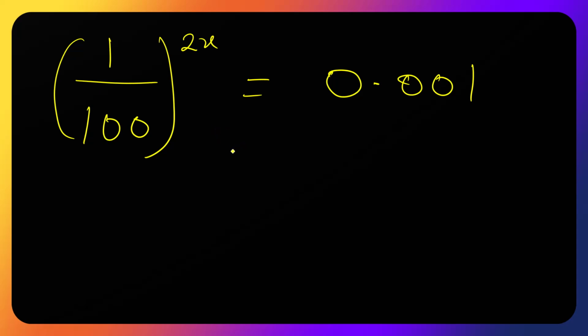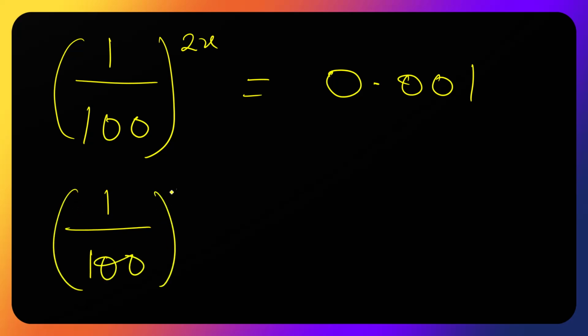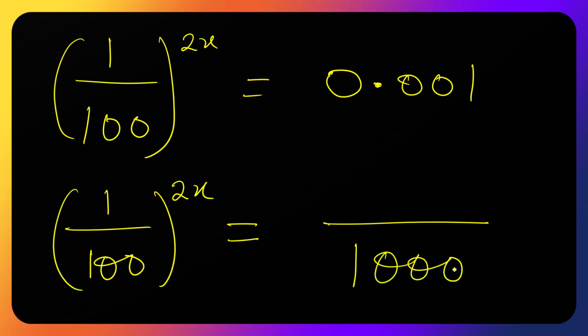All right. So we want to maintain the left hand side and then deal with the right hand side. So we have 1 on 100 raised to 2x equals to, and here we have the point. So where the point is: 1, 2, 3. The only thing important here is the 1. The rest are not important. It means 1 on 1000 is the same as 0.001.